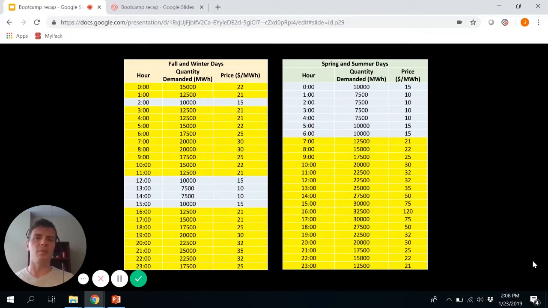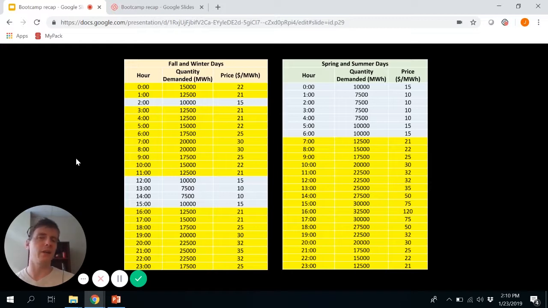We have calculated prices for every hour of the day in these two different categories of days, fall and winter days and spring and summer days. And we calculated prices using the intersection of a perfectly inelastic demand curve, which just shifts left to right depending on what quantity demanded it is, along with our system supply curve, or the market's ability to produce electricity at different prices. Well, anytime we see that the price is greater than $20, we're going to assume that the plant is on. And for every hour, you can see where that is the case here.